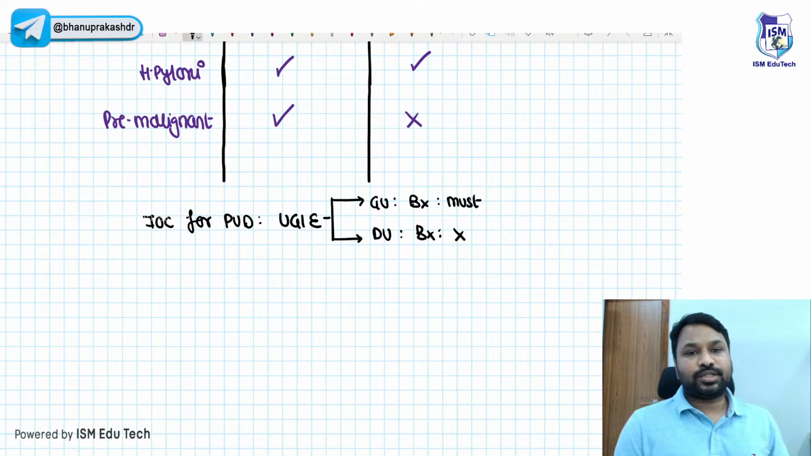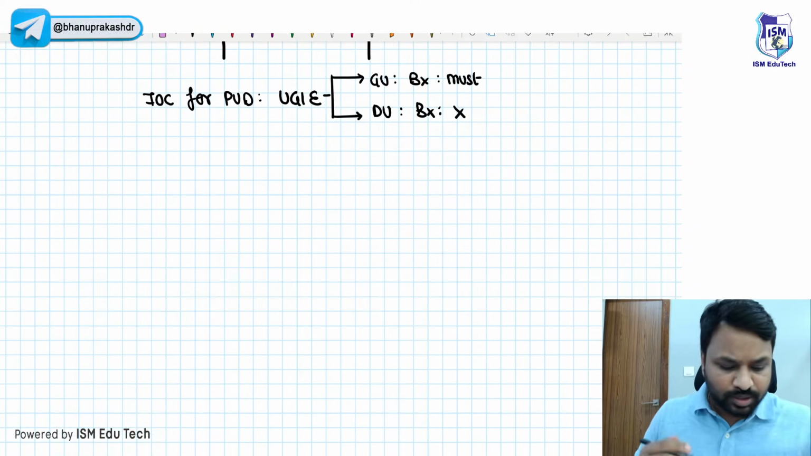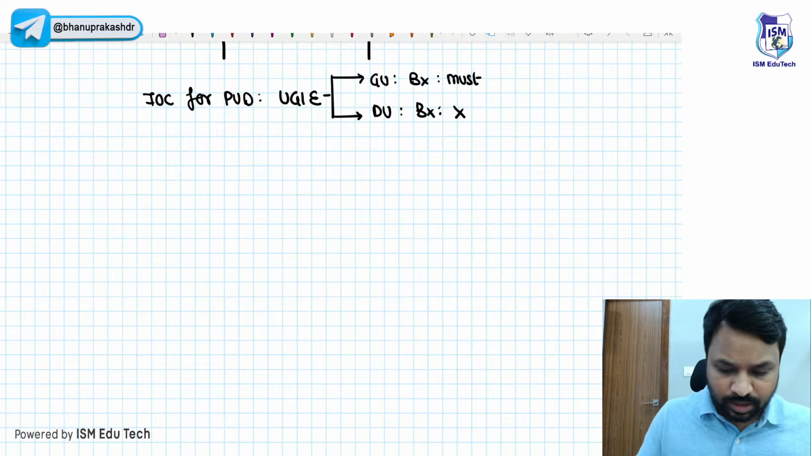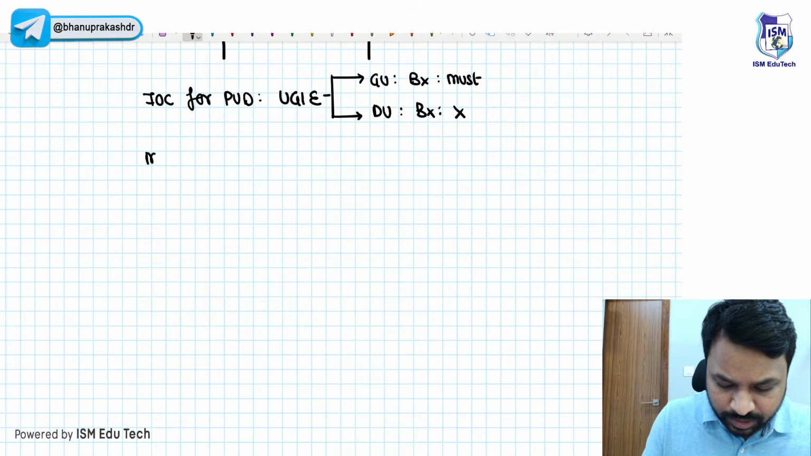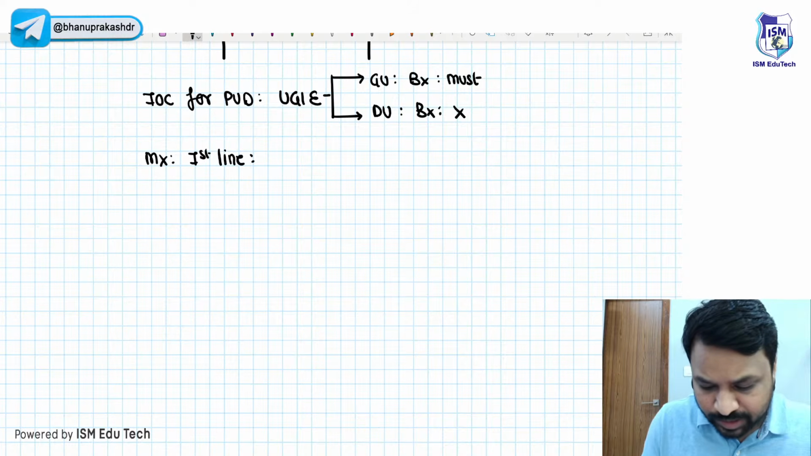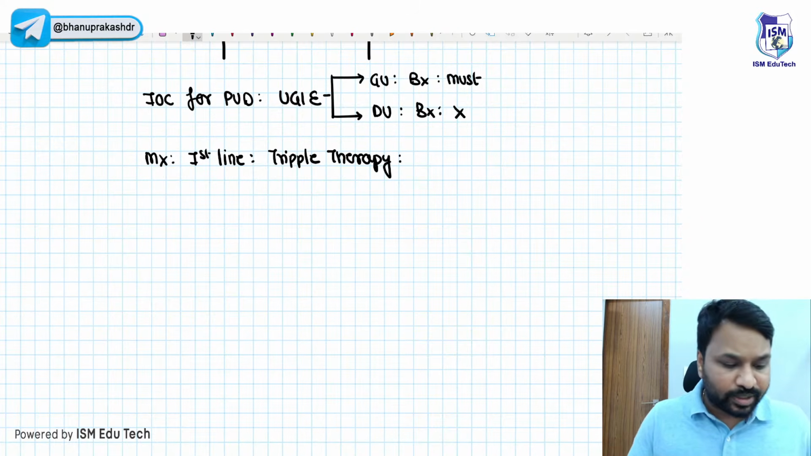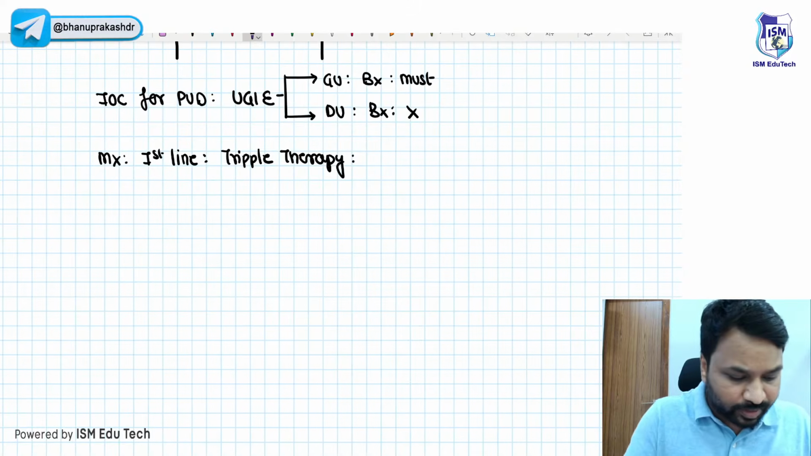So in gastric ulcers, biopsy is a must. In a duodenal ulcer, we don't need biopsy at all, right? Whenever we're talking about the management for any peptic ulcer, the first line of management is going to be triple therapy. Right, so what are the components of triple therapy? Anybody?